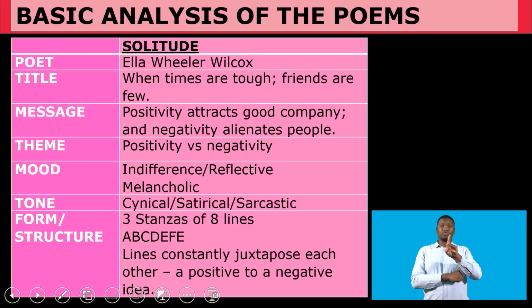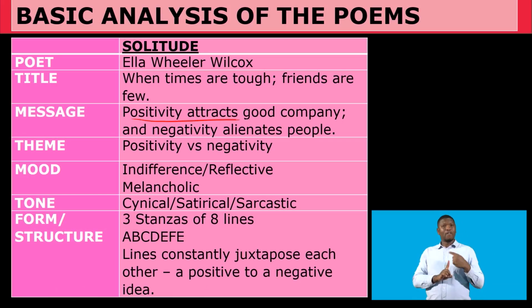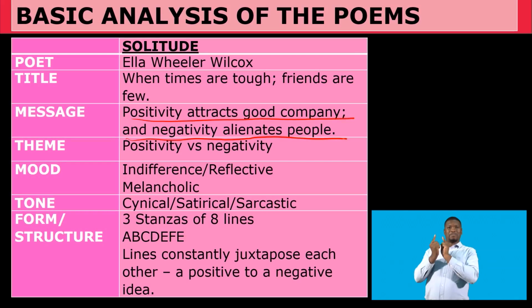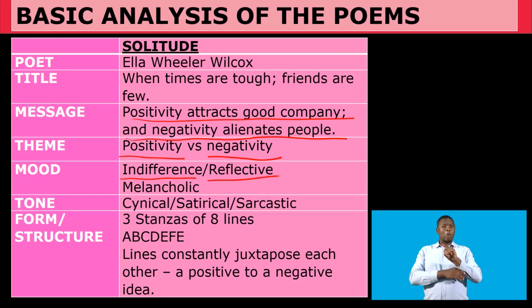Solitude by Ella Wheeler Wilcox. When times are tough, friends are few. That is what the title refers to. Solitude means isolation or by yourself. Message: positivity attracts good company and negativity alienates people. It's like a repellent to people. It scares them off. The theme would be positivity versus negativity. The mood is one of indifference. It's also reflective and melancholic, which means very sad. The tone is cynical, satirical, and sarcastic. The form is 3 stanzas of 8 lines, using the ABCDEFE rhyme scheme.